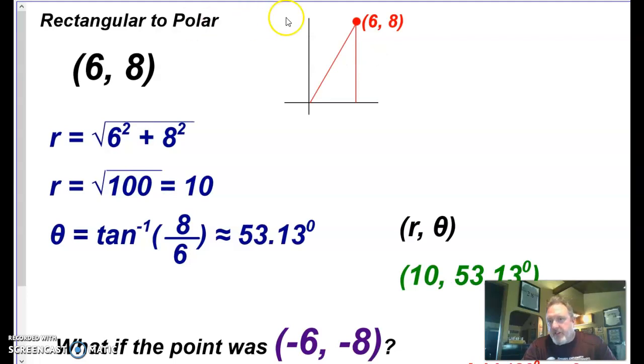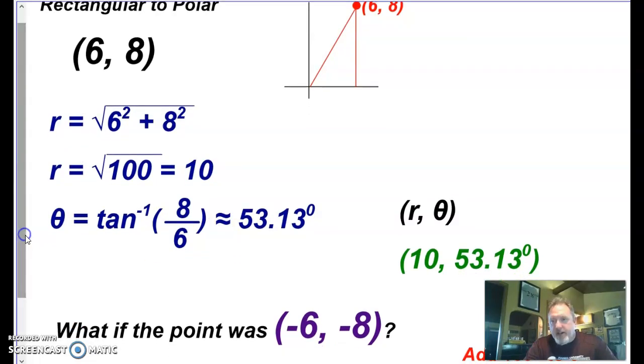All right, (6, 8), that's in quadrant 1. So when we do this, we expect to get a positive answer for tangent, and we will. This worked out pretty well for us. 6 squared plus 8 squared is 36 plus 64, which is 100. The square root of 100 is 10, so that's our r value here. Then we take the inverse tangent of 8/6, or 4/3, and we get 53.13. So our answer is 10 and 53.13 degrees.